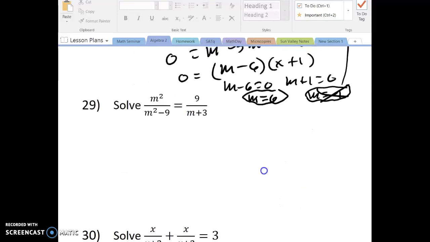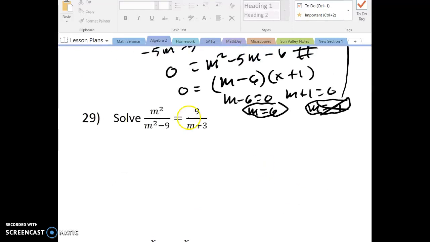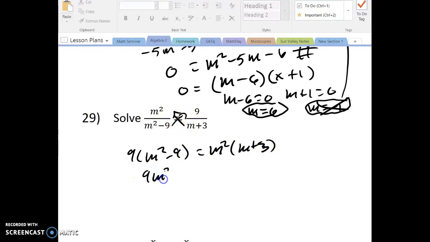Same thing with this one. We're going to distribute this one, so I'm going to put that up here. It's cross multiplication. And then here we're going to distribute this as well. So we get 9m squared minus 81 is equal to m cubed plus 3m squared.